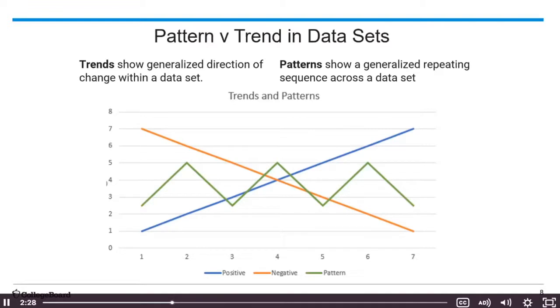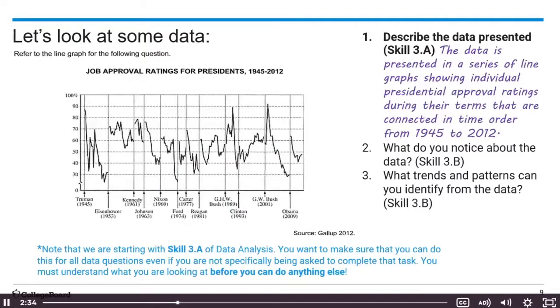All right. So we're looking at some data here, and remember 3A, we need to know what we're looking at. So the data here is presented in a series of line graphs, and they're showing presidential approval ratings from 1945 to 2012, and they're connected together.